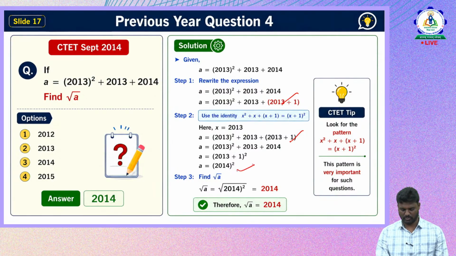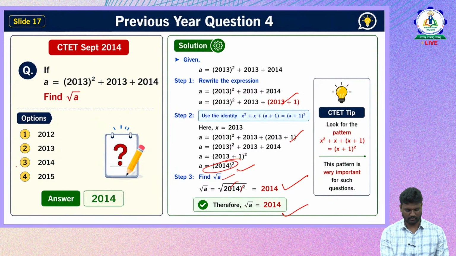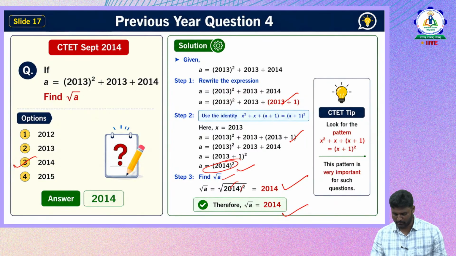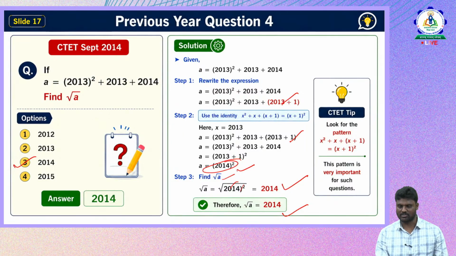So what we need to do is identify the root a. We got the a value this much. Now we need to identify the root a value. Therefore, if this gets cancelled, this will become 2014. Therefore root a is equal to 2014. Look for the pattern. Whenever a problem like this is given, apply that pattern and we'll get the solution.